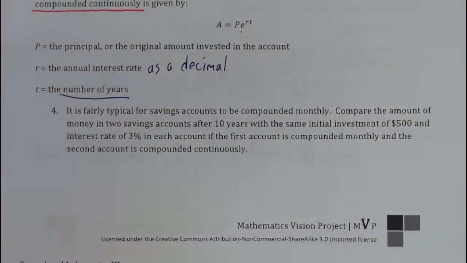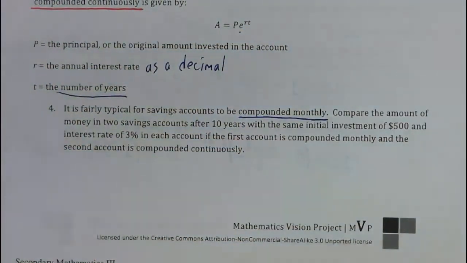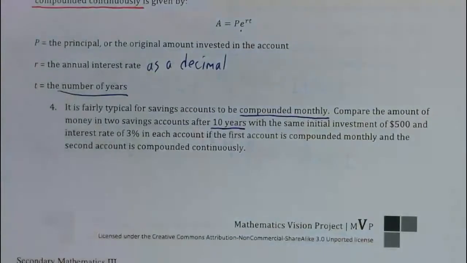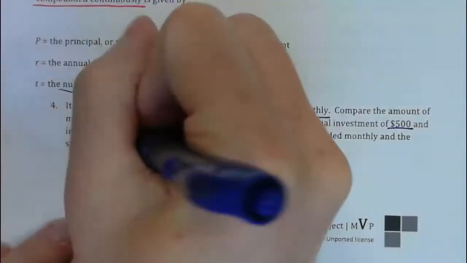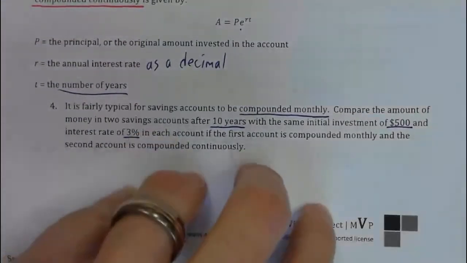So in this, we are compounding monthly. If you have a savings account at any bank, Wells Fargo, TD Bank, things like that, usually they do it monthly. And so we're going to compare the amount of money in 2 savings accounts after 10 years, compounding monthly, with the same initial investment, or P, of 500, and interest rate of 3 percent. And we're going to see how different compounding monthly is compared to compounding continuously.